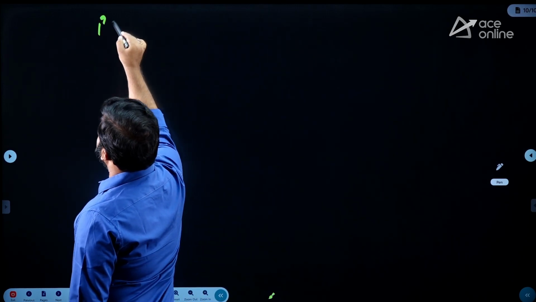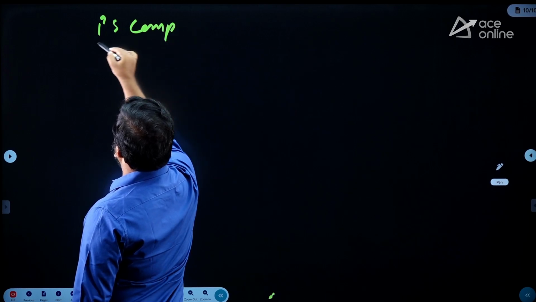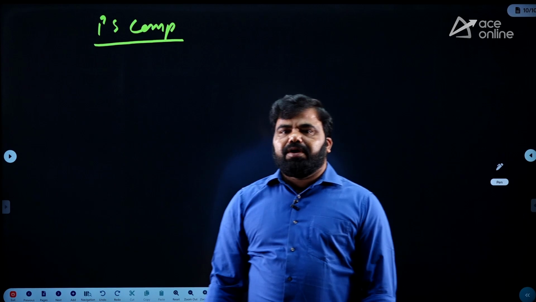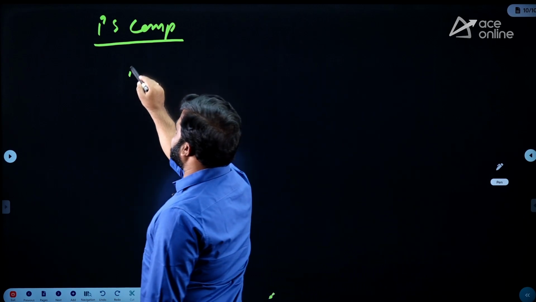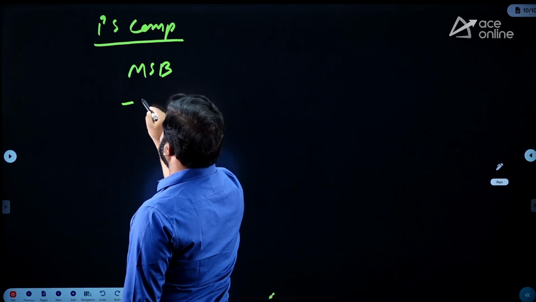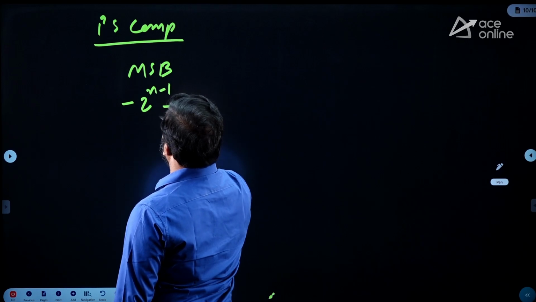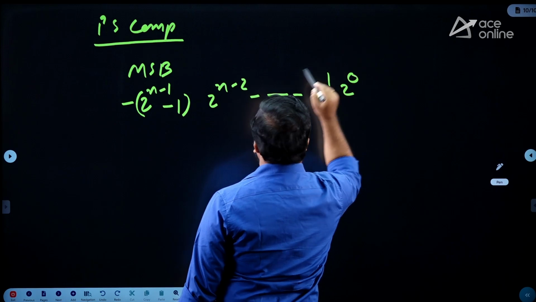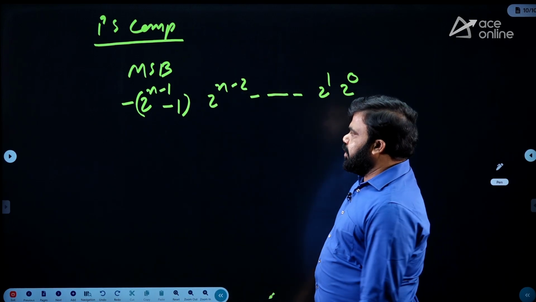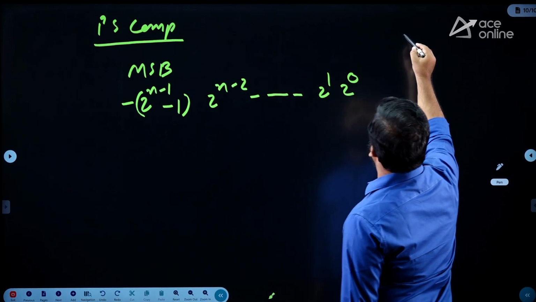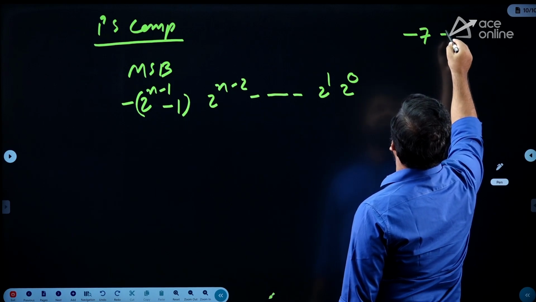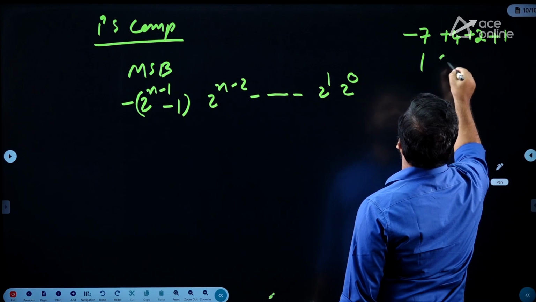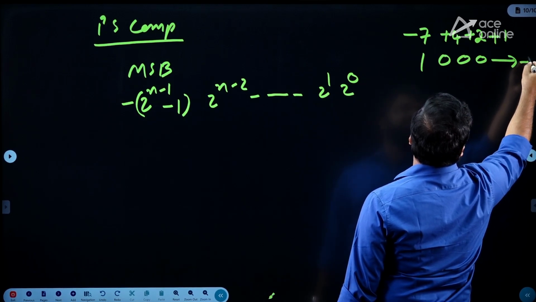Coming to 1's complement representation. In this 1's complement representation, as we discussed earlier, the MSB has a negative weight, minus (2 power n minus 1, minus 1), and all the remaining bits have positive weights. If I consider a 4-bit representation, what do we get here? Minus 7, plus 4, plus 2, plus 1 are the weights. If I say 1000, it is minus 7.